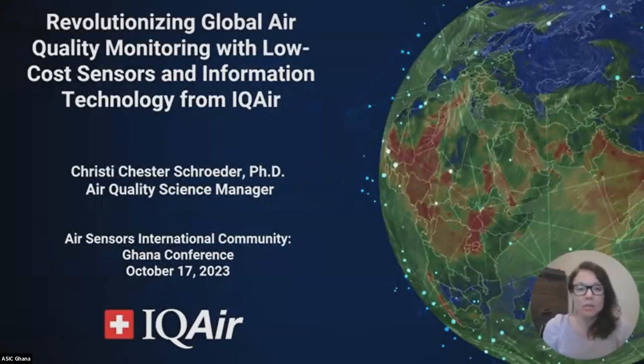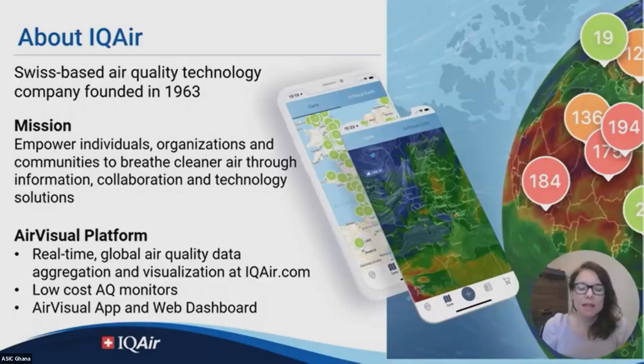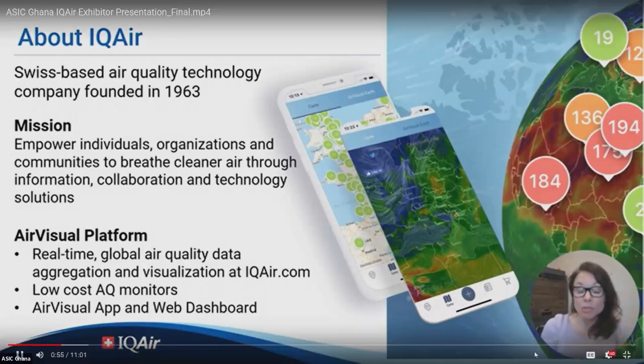Today I'd like to share with you how IQAir is working to revolutionize global air quality monitoring with low-cost sensors and information technology. IQAir is a family-owned Swiss-based company with 60 years of experience in air quality technology. In 1963, IQAir introduced an air filter system for residential coal ovens to help reduce black dust buildup and mitigate asthma flare-ups during winter months when coal ovens were used for residential heating. Over the past 60 years, our mission to empower individuals to protect their health by limiting exposure to air pollution has expanded to a global scale.